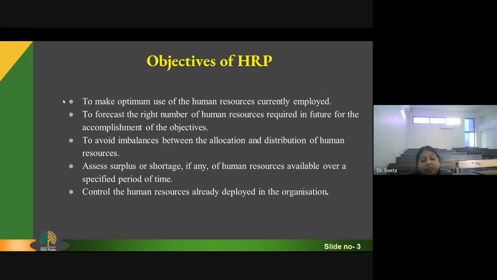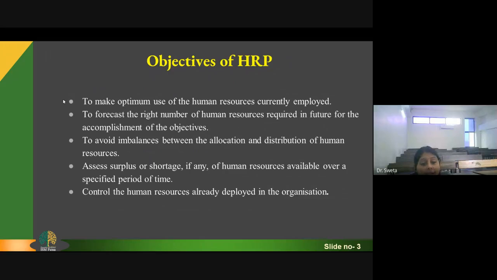Through HRP, we try to avoid the kind of imbalance that generally happens between the allocation and distribution of human resources. What number of manpower we are going to hire and what responsibilities are to be assigned to which human resource is properly discussed in human resource planning, and accordingly the next process, that is recruitment, takes place.